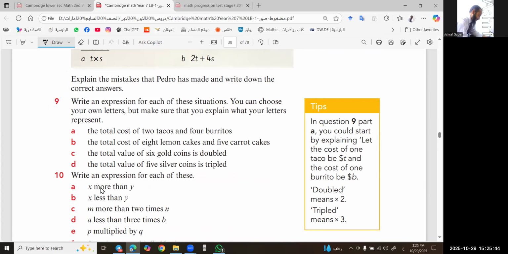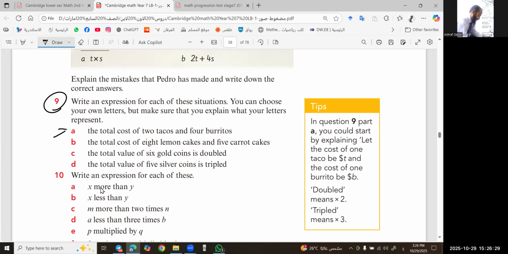In exercise 9, I ask Jaida, read this exercise and tell me how we can solve it. Write an expression for each of these equations. You can choose your own letter, but make sure you explain what your letters represent. A. The total cost of two tacos and 4 burritos. The total cost of 8 lemon cakes and 5 carrot cakes.